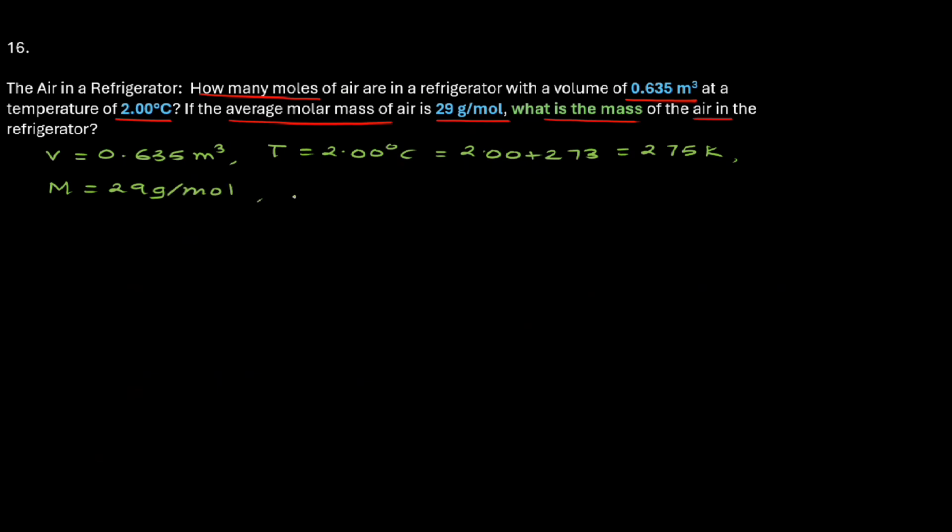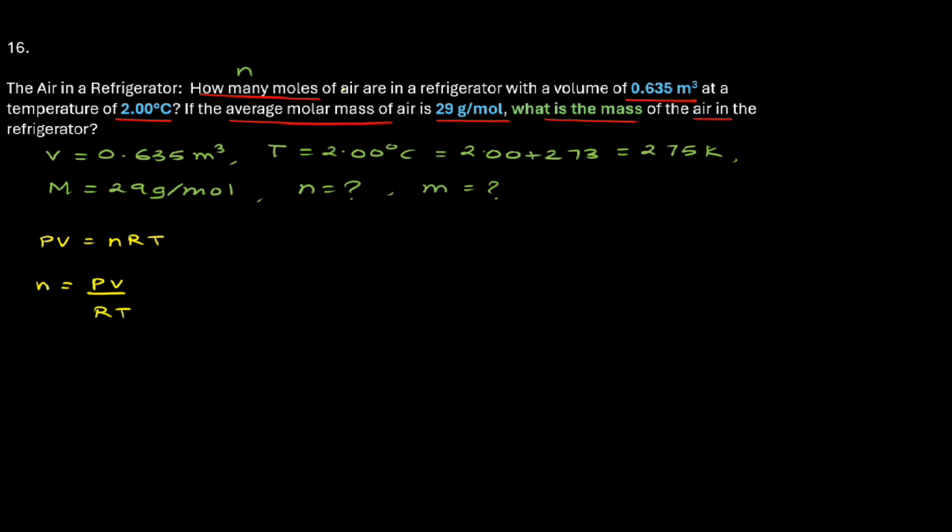In the first part of the question, we need to find how many moles. How many moles means we need to find the number N. And in the second part, we need to find the mass of the air. So let's start with calculating the number of moles first. To find N, I'm going to use the ideal gas law, which says PV equals nRT. If I want to find N, I divide by R and T on both sides. So that gives me N equals PV over RT.